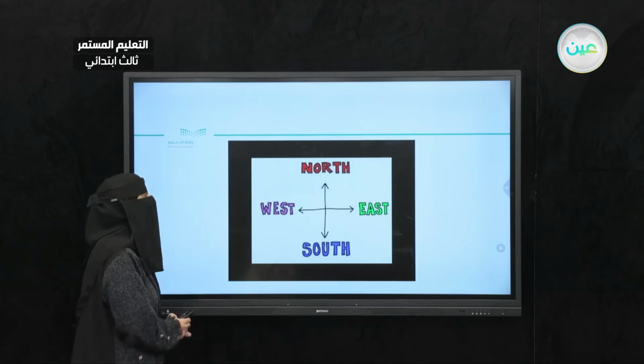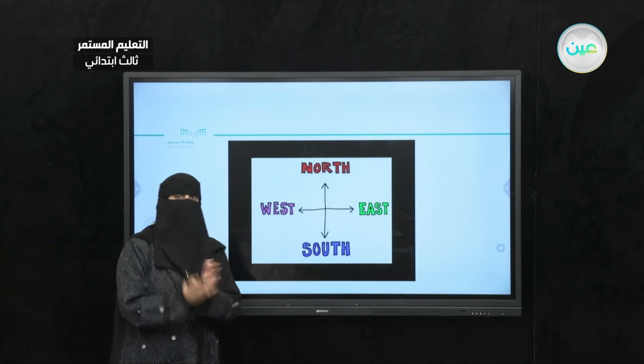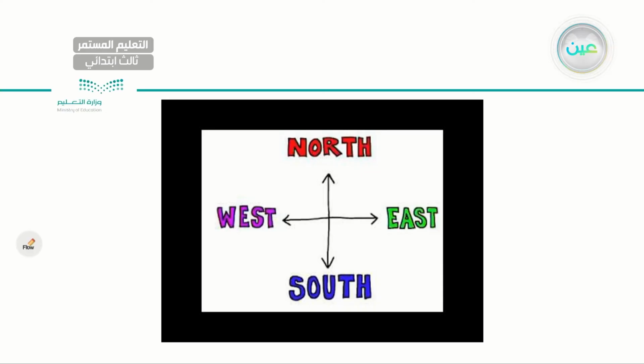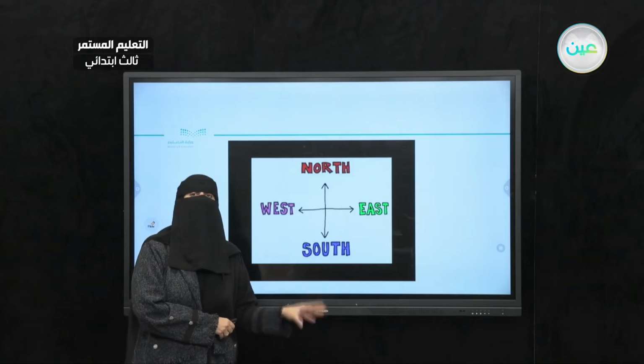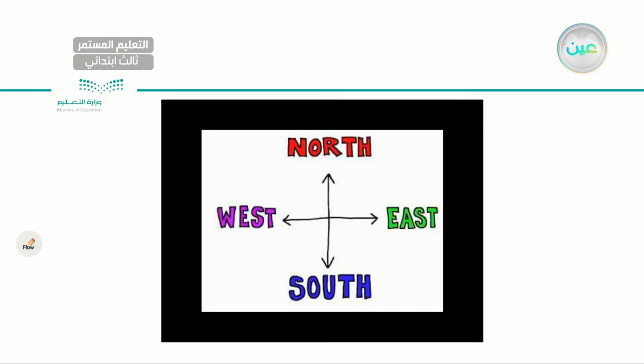Before we do that, I need to give you more about the directions, okay? Here I have 4 directions: north, south, east, and west, okay? We'll be seeing these words in the comprehension. Let's read one more time. North, south, east, and west. By the end of the lesson, I promise you will give me the direction of any city in our lovely country.